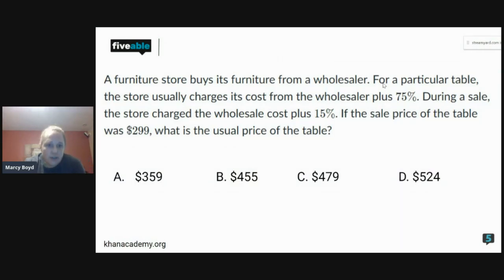Okay. A furniture store buys its furniture from a wholesale dealer. We're talking about a table. The store usually charges its cost plus 75% markup. During a sale, the store charges the wholesale plus 15%. If the sale price of the table is $299, what is the usual price of the table?